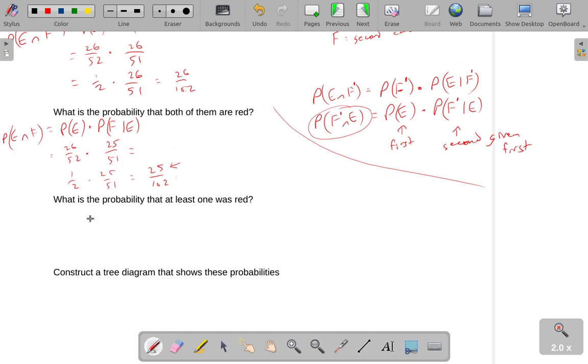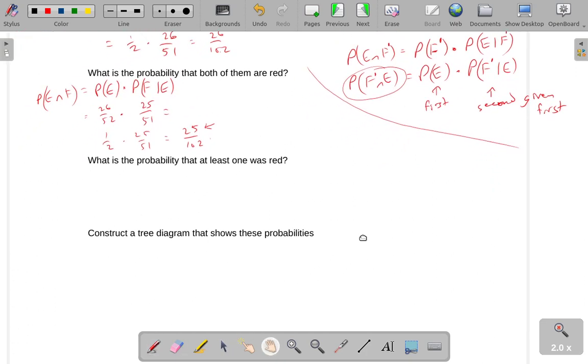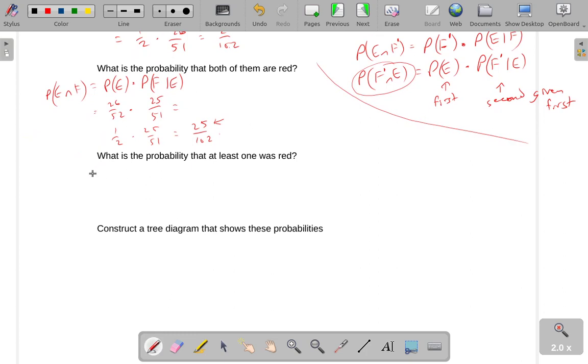So let's see. If I wanted to figure out the probability that at least one is red, one way to think about this is, well, either both of them are red, only the first one is red, or only the second one is red. So E intersect F, both of them are red. E intersect F complement, only the first one is red. E is red, but F is not red. This one right here says E is not red, or the first one is not red, and the second one is red. So these are the three instances where we get at least one of the cards being red.